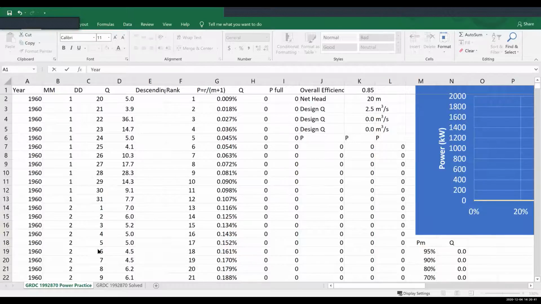Okay. Now. Can you see my screen here? Yes, we can. Okay.